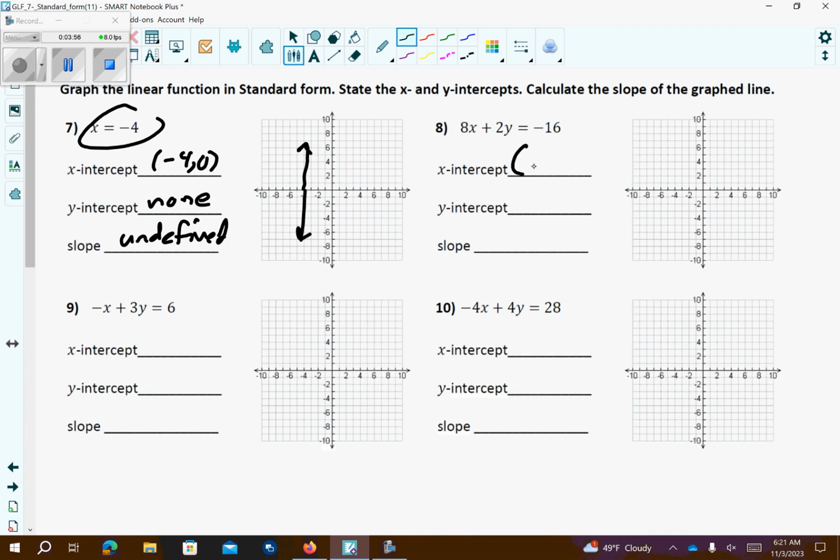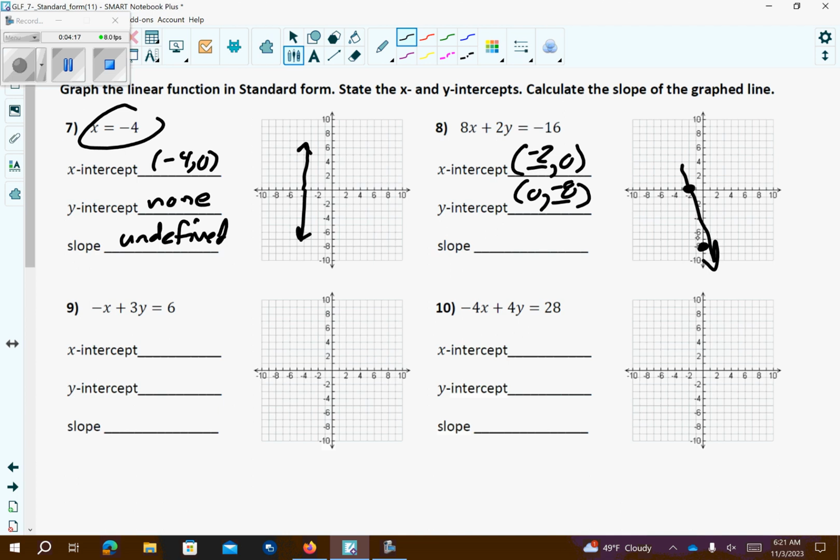Our x-intercept, we're going to have blank comma 0, and then 0 comma blank. So we're going to cover up the y value. So 8 times what number gives me negative 16? That'd be negative 2. Our y-intercept, we're going to cover up our x value. So 2 times what number gives me negative 16? That's negative 8. So 0, negative 8, which is down here.